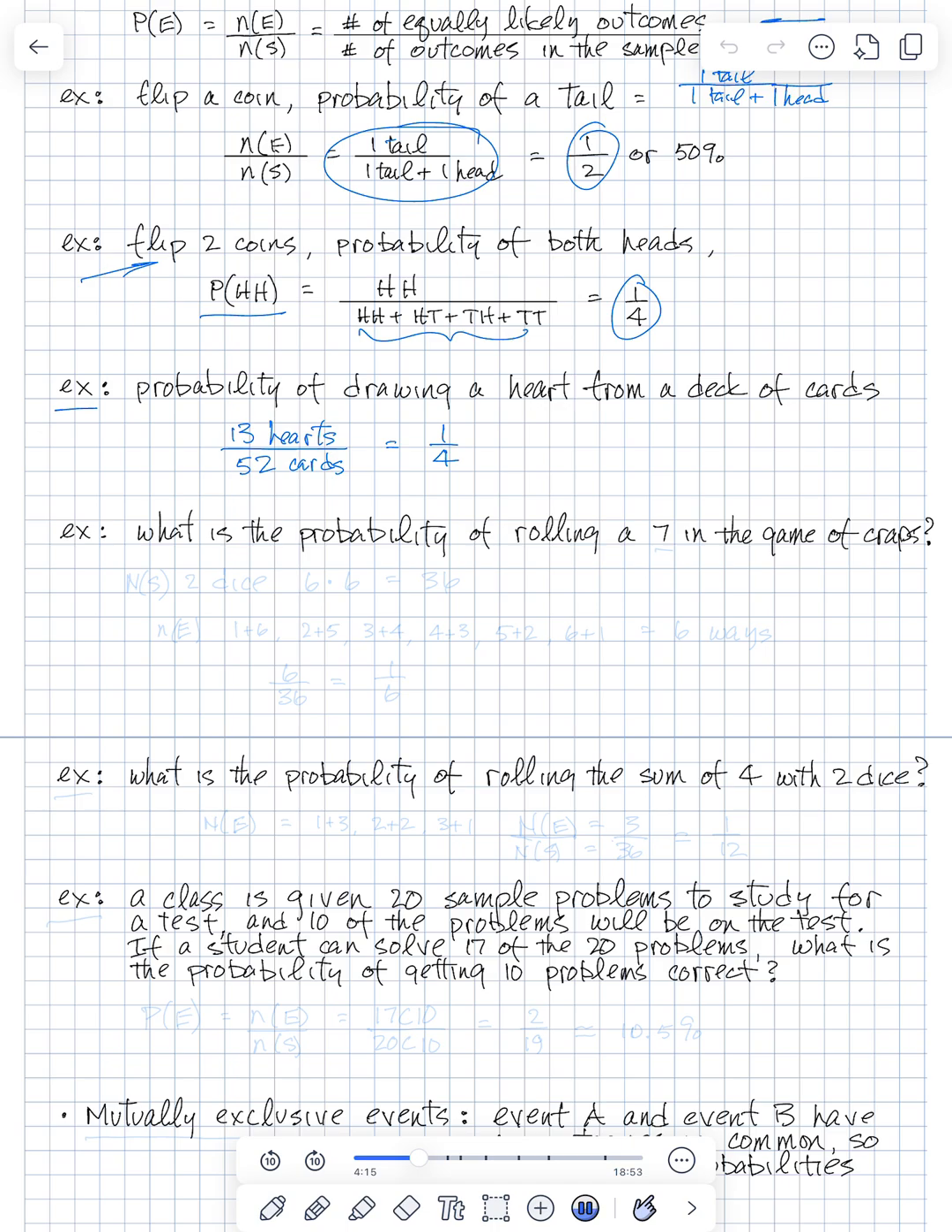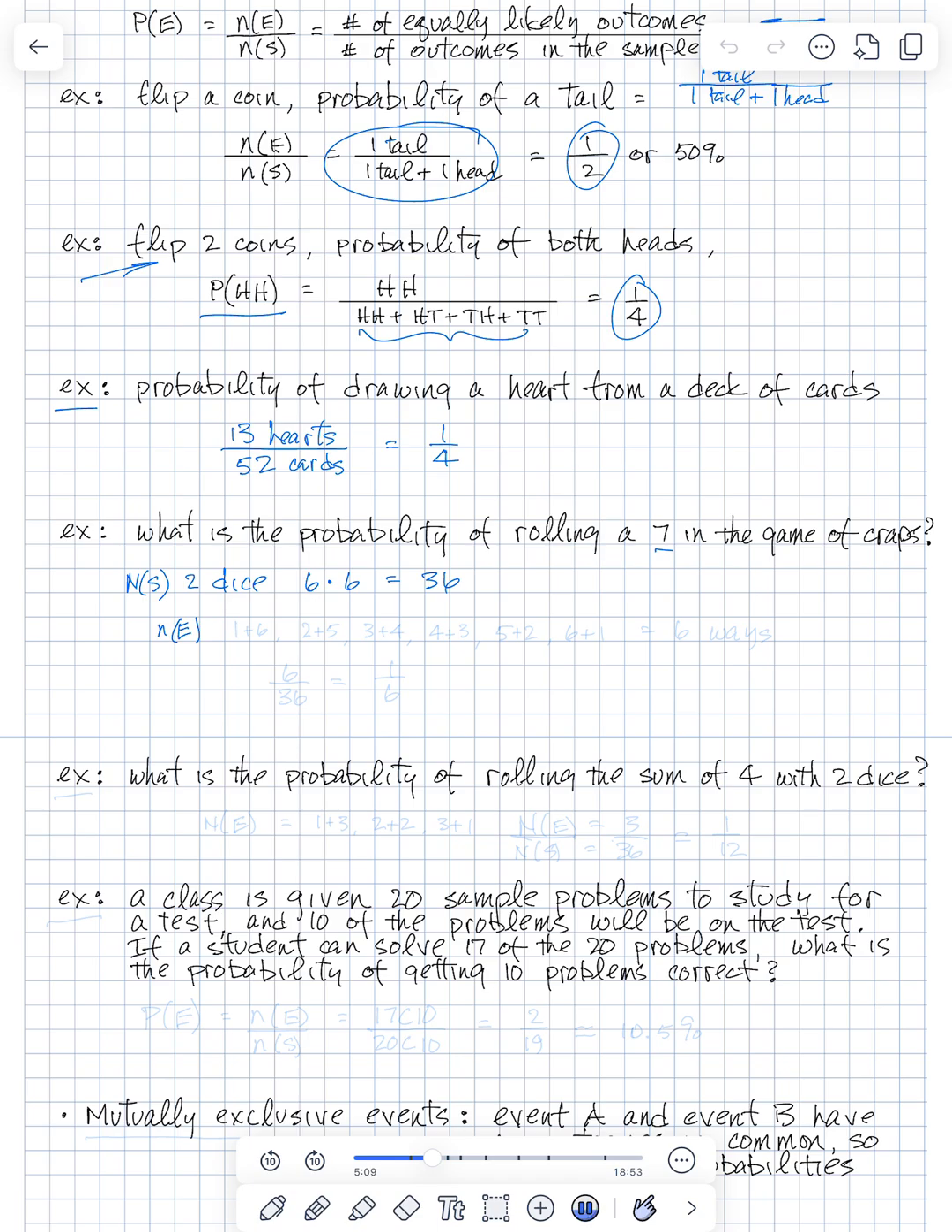The next example, what's the probability of rolling a 7 in the game of craps? Well, craps uses 2 dice, and they're labeled 1 through 6 on each die, so the sample space, or the total amount, is 6 times 6, because each one can roll a 1 through 6, and that's equal to 36. So now we need to look at the possible outcomes of rolling 2 dice. That would be N of E, and this is N of S.